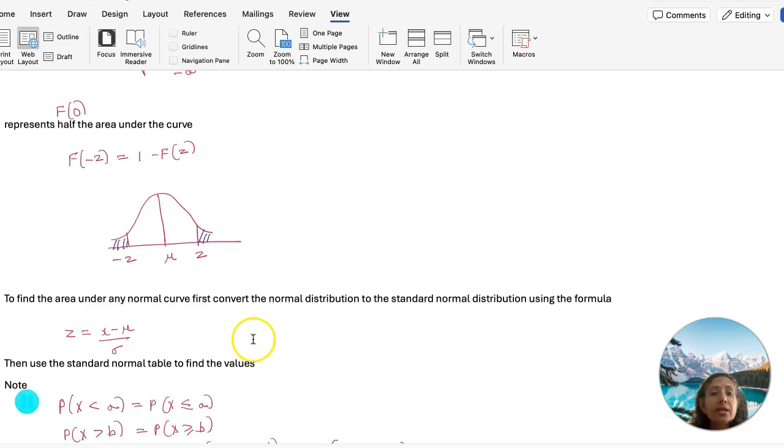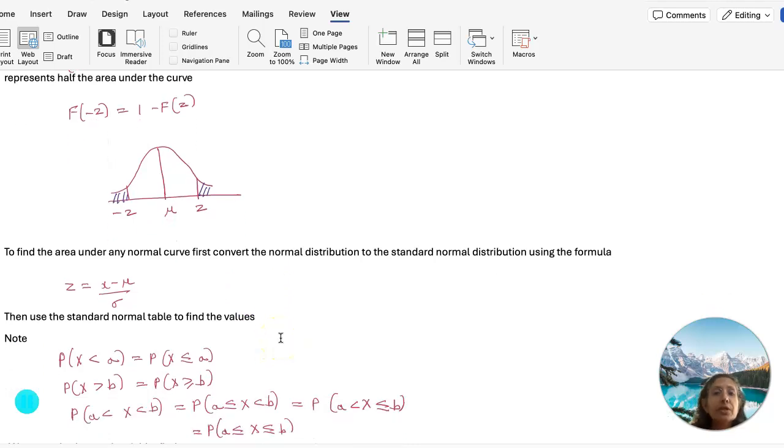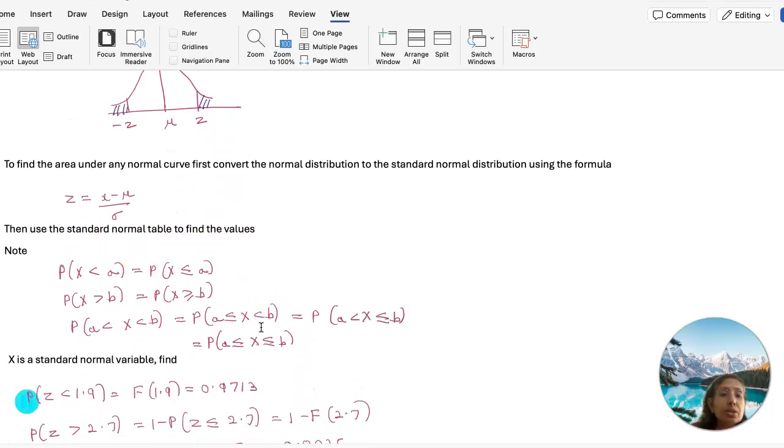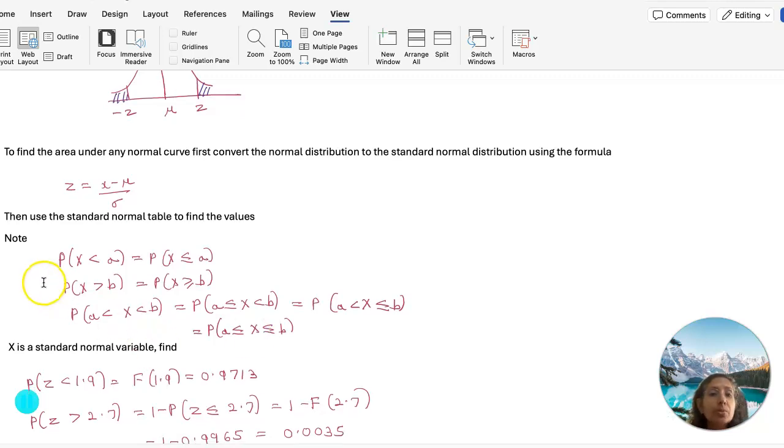To find the area under any normal curve, first convert the normal distribution to the standard normal distribution using the formula z equal to (x minus mu) by sigma. Then we use the standard normal table to find the values. So just points to remember. Probability that capital X less than A is same as probability that capital X is less than or equal to A. Probability that capital X greater than B is same as probability that capital X greater than or equal to B.